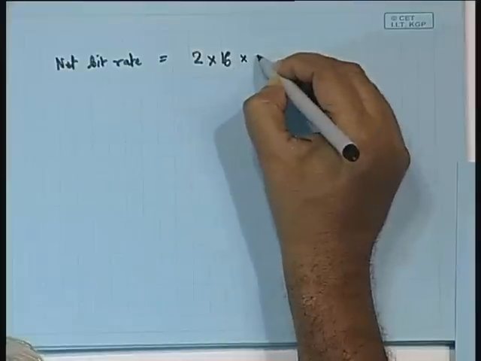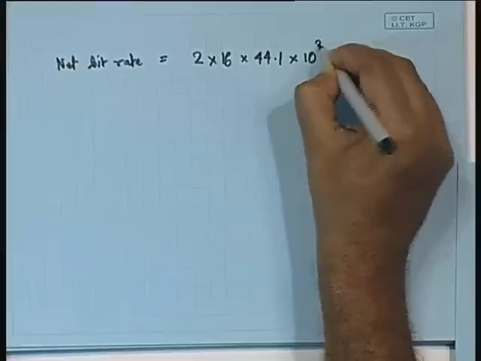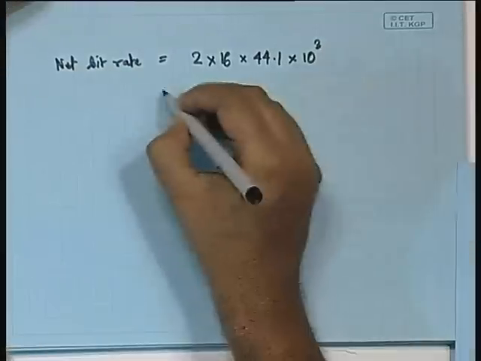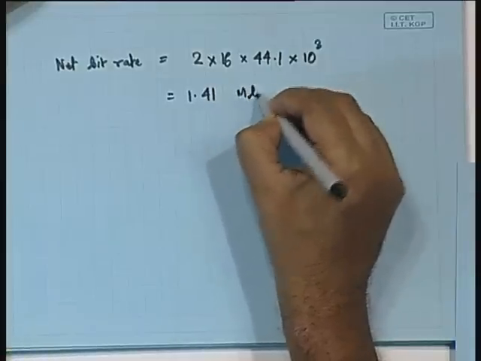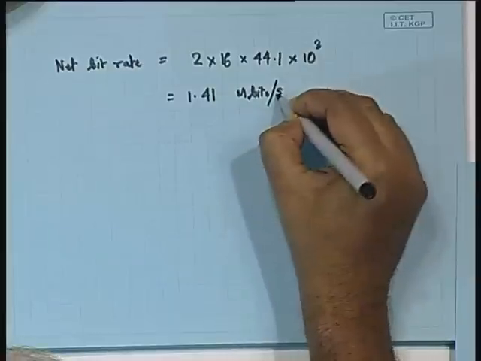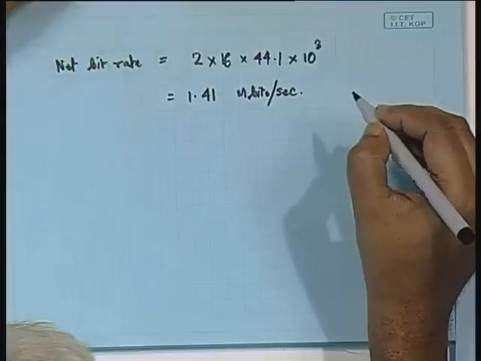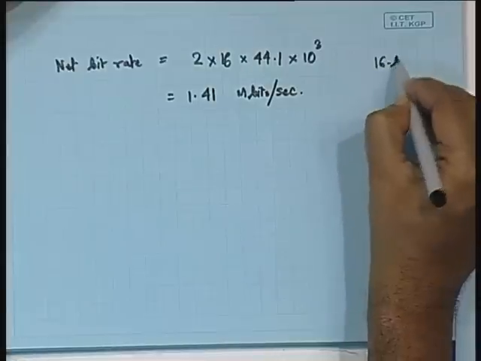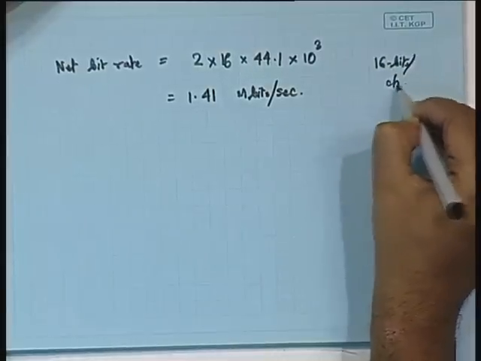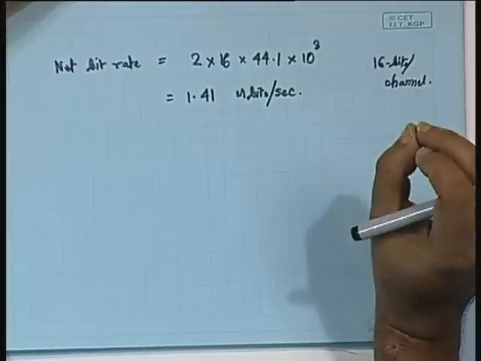So, 16 bits and the sampling frequency being 44.1 kilohertz. So, 44.1 into 10 to the power 3, and this works out as 1.41 megabits per second. Actually, this 16 bits per channel, what we are saying, while transmitting we do not transmit 16 bits per channel.